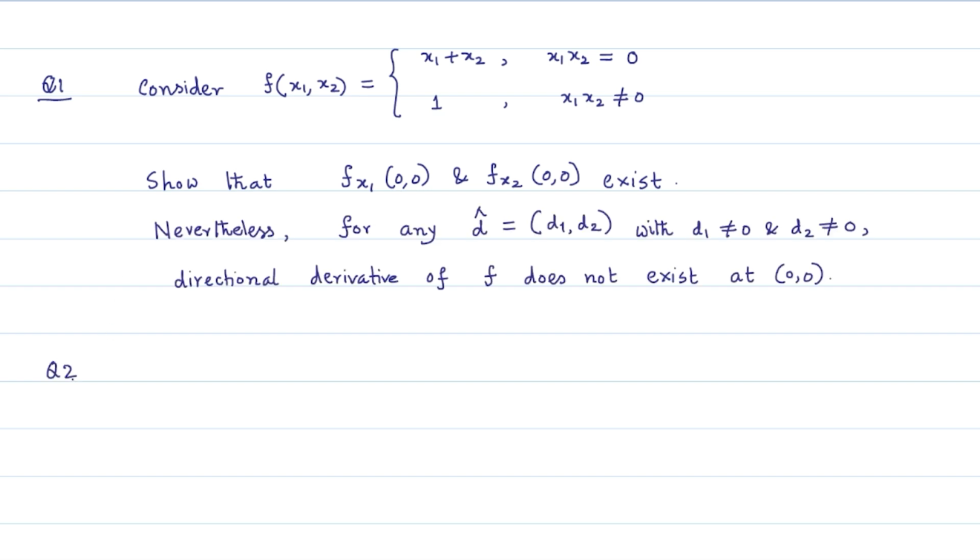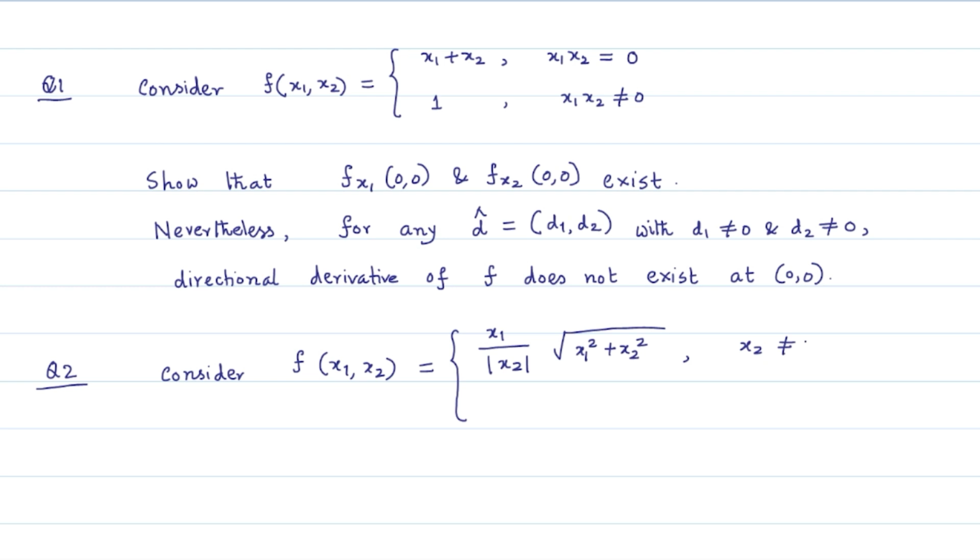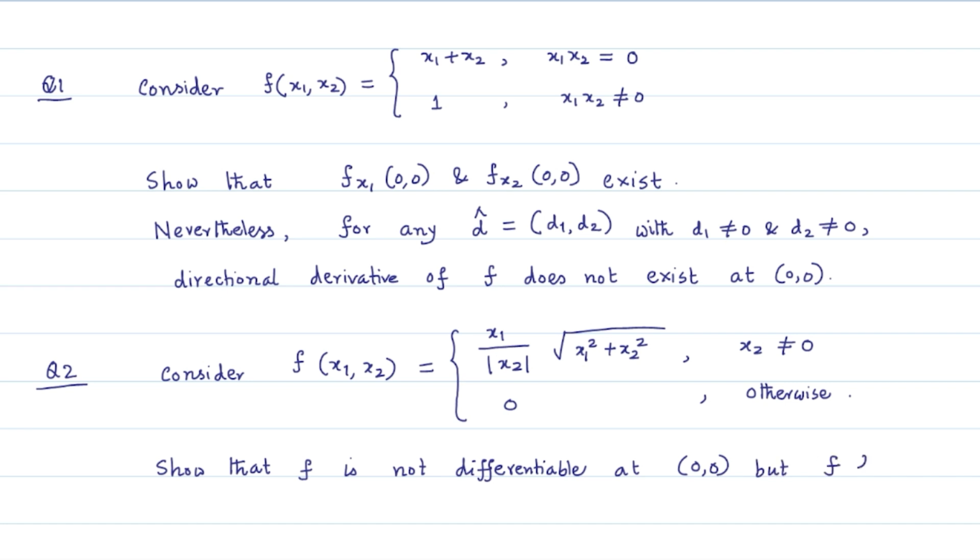For the second question, consider the function f(x1, x2), which is given by x1 by modulus of x2 times the square root of x1 square plus x2 square when x2 is not equal to 0, and 0 otherwise, so that this function f is not differentiable at the point (0, 0), but it has a directional derivative at (0, 0) along any unit direction d hat in R^2.